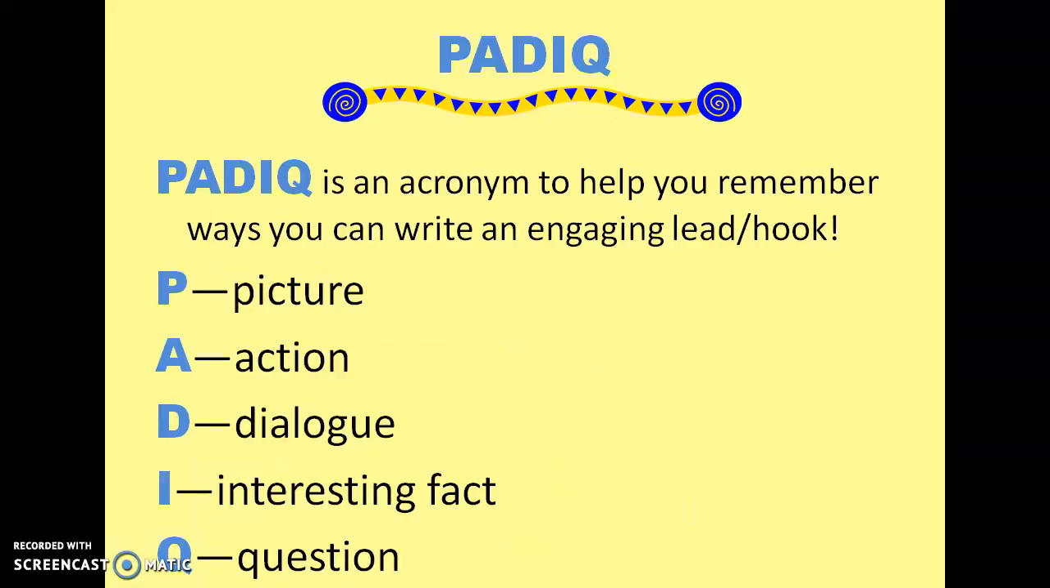So let's look at the acronym one more time. P for picture, A for action, D for dialogue, I for interesting fact, and Q for question. This acronym is a great way for you to have at your fingertips ideas for starting any type of story you're getting ready to write, whether it be a fictional short story, a personal narrative, maybe even some of these can be used to lead into a nonfiction piece. Probably you need to memorize it. P for picture, A for action, D for dialogue, I for interesting fact, and Q for question. There you go. That's been your mini lesson on PADIQ. Hope it helped.